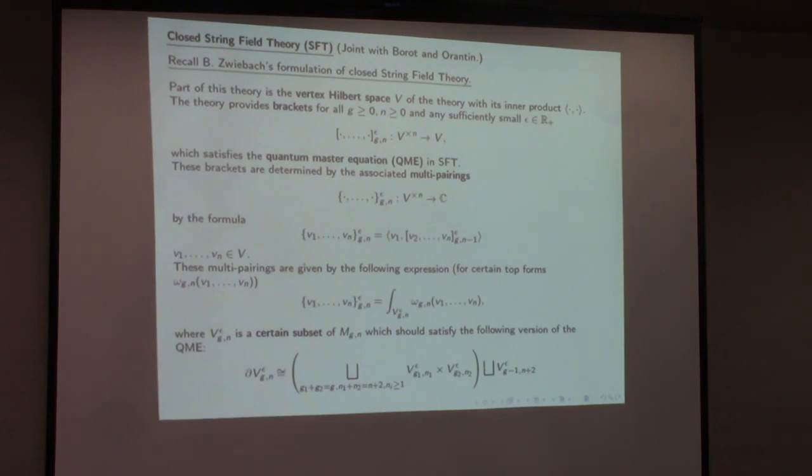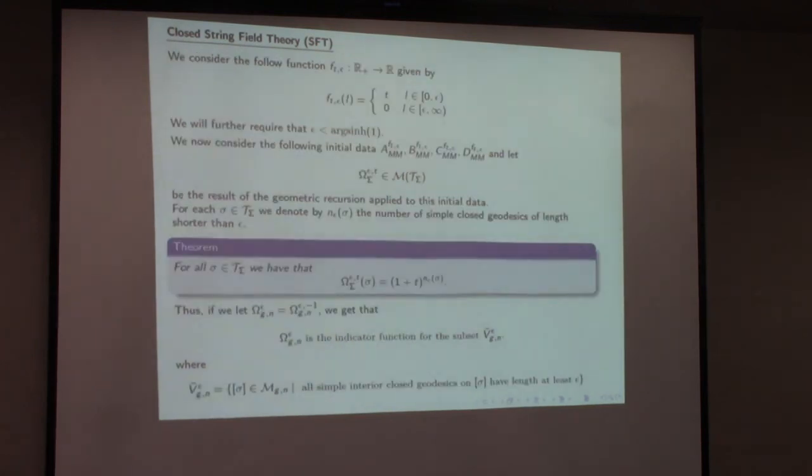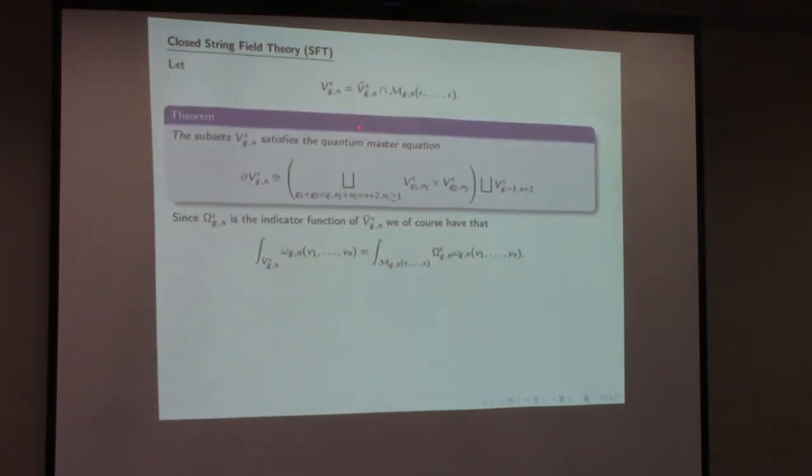But I can say, although you disqualified Teichmüller space, that if you look at closed string field theory, there is actually a way to construct what's called the string vertex in that case, by using a very simple function like this. A function that is the indicator function on the interval from 0 to epsilon multiplied by t, and 0 for the rest. If you run the recursion, you get a measurable function, and it turns out it has this very nice explicit expression, where this is the number of geodesics shorter than epsilon. And then the recursion shows that, if you define this set here, like the indicator set of this function, then this satisfies what's called the quantum master equation from closed string field theory. But it's Teichmüller space again, okay?